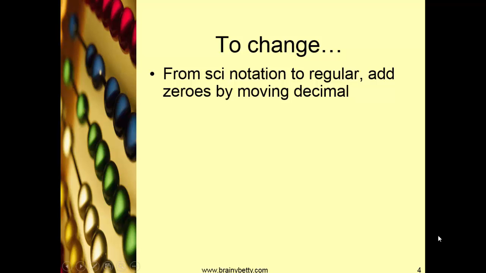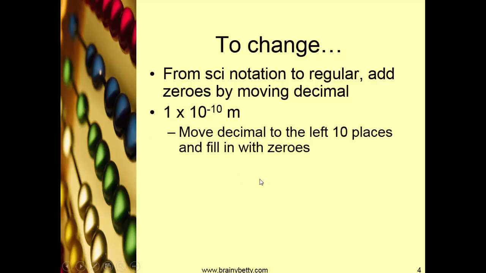If you need to go from scientific notation back to a regular number, you add zeros and move the decimal in the opposite direction. So if we took the same exact example that we had just a second ago, 1 times 10 to the negative 10 meters, this means I need to make this number smaller than 1. If it's going to get to be a smaller number, I've got to move the decimal place to the left 10 spots and fill in the missing spots with zeros. And here's the original number we started with.